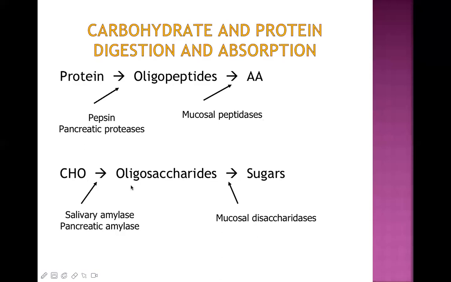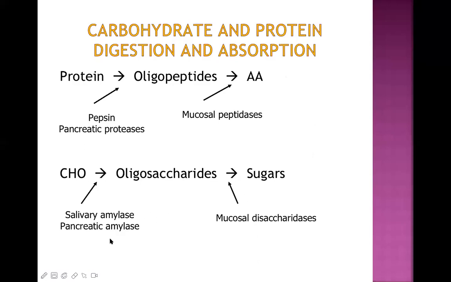The carbohydrate will be broken into oligosaccharide, and then into the sugar. This sugar means monosaccharide. The most important monosaccharide is glucose. So you can also remember it is absorbed in the form of glucose.